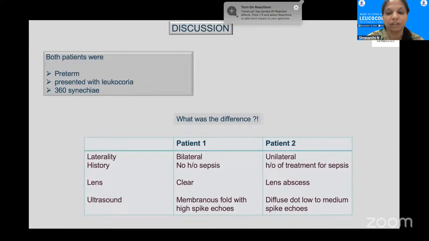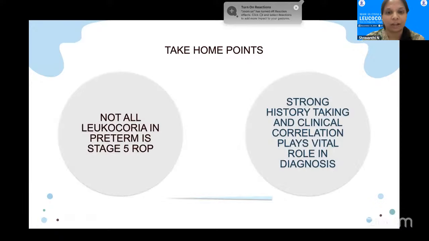Now, in patient 2, it was unilateral. There was a history of treatment of sepsis. There was a lens abscess, and there were diffuse dot low to medium spike echoes. So the take-home point from this is that not all leukocoria in a preterm is stage 5 ROP. We should also make sure that we take a strong history and clinically correlate, which plays a vital role in the diagnosis. And I would like to ask my moderator, Dr. Sushma ma'am, for any discussion points.